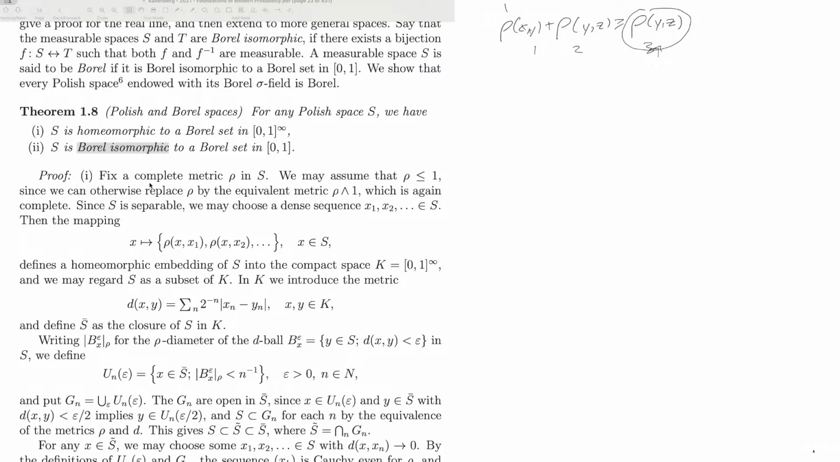Okay, fix a complete metric rho in S. We may assume that rho is less than or equal to 1. Otherwise, we can... That is interesting. That's a fun trick. I'm sure I'll never have a use for it in my entire life, but that's a neat one to see. Since S is separable, we may choose a dense sequence x1 through xn. Yep.